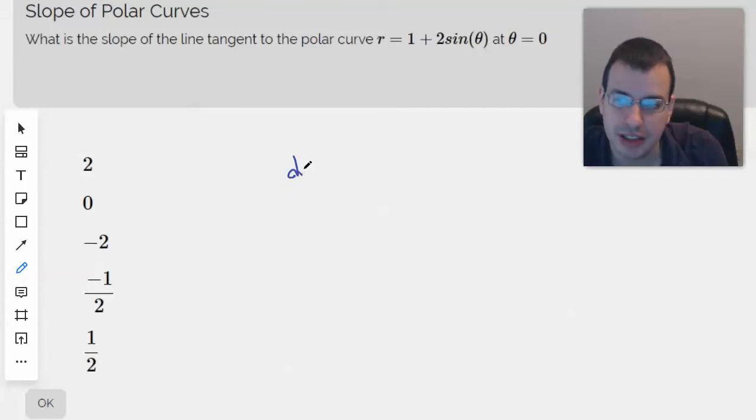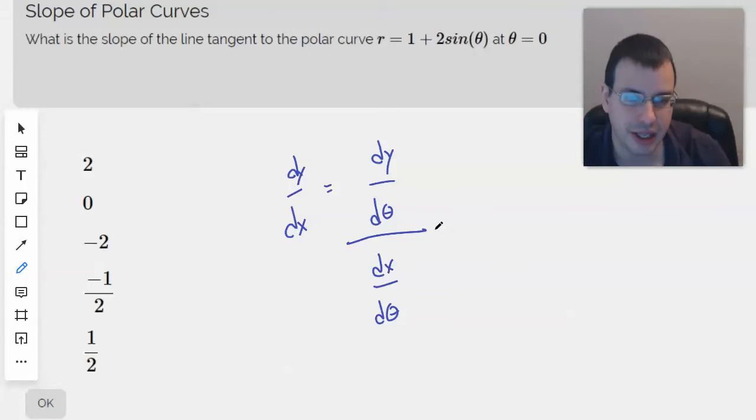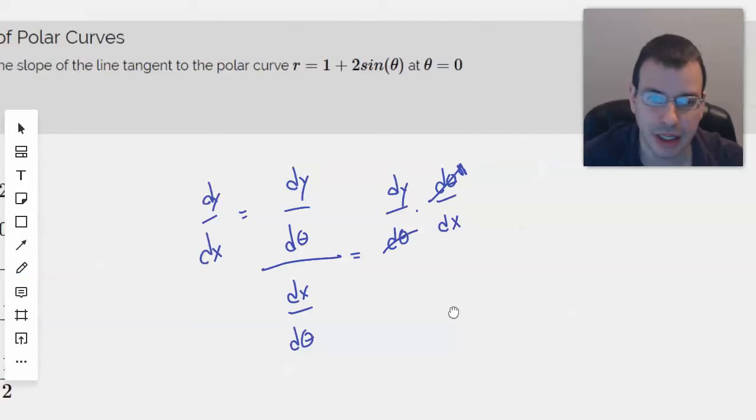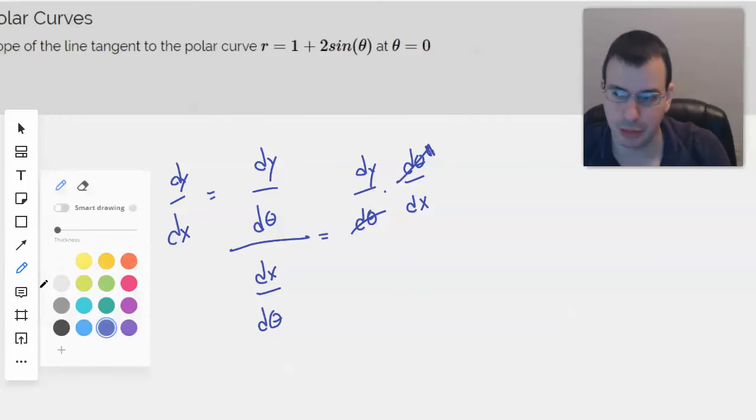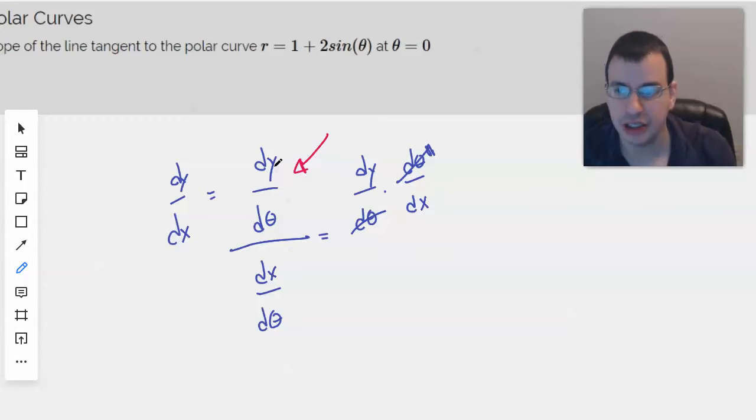So the slope of a line is dy/dx. Well, you can also do dy/d theta over dx/d theta, which, when you divide fractions, you get multiplied by the reciprocal. So you have dy/d theta multiplied by d theta/dx. And this is almost more mnemonic than fact, but it works well as a mnemonic. And so what we want to find then is dy/d theta over dx/d theta.